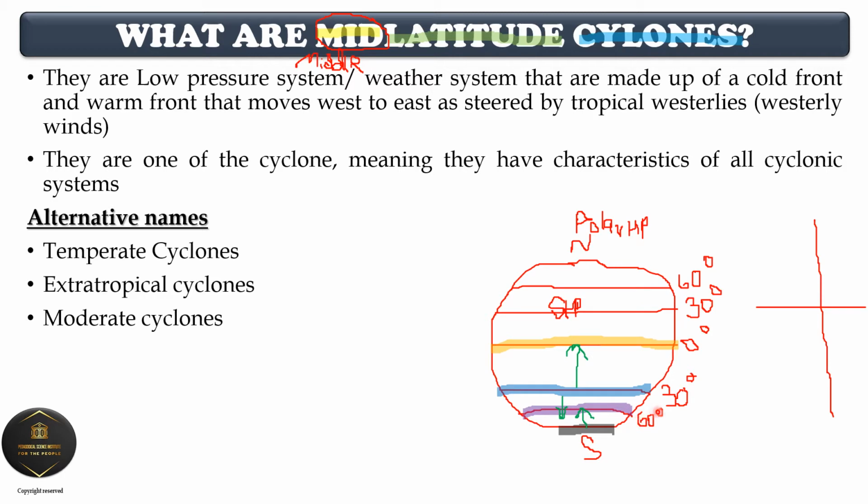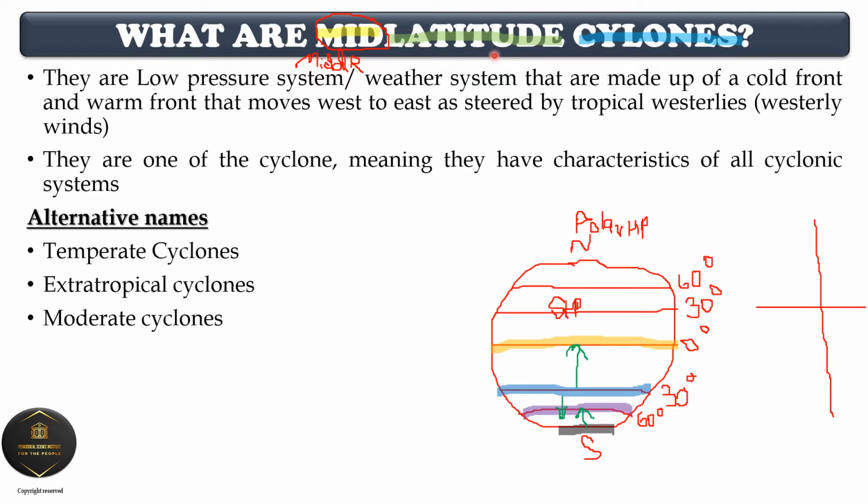Now, which belts are in the middle? Which lines of latitude are in the middle? You will agree with me that it is the line 30 degrees and the line 60 degrees. Now, what is that telling us then? It is telling us that this system, being a mid-latitude cyclone, is a system that forms in the middle latitudes.